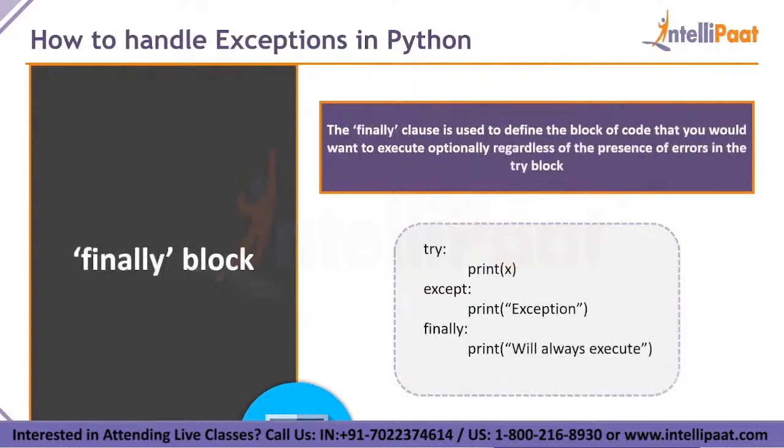Then finally, we have the finally block. This block of code is also optional in exception handling. You can use it when you want to execute a particular set of instructions, regardless of whether an exception is encountered or not. So the finally block will execute whether an exception has been found in the try block or the try block has executed successfully. In this case, whether the exception message prints or the value of X prints, the finally block will always print. So this is essentially how you handle exceptions in Python.